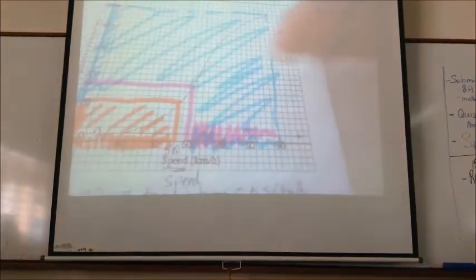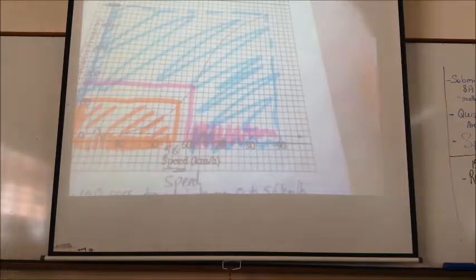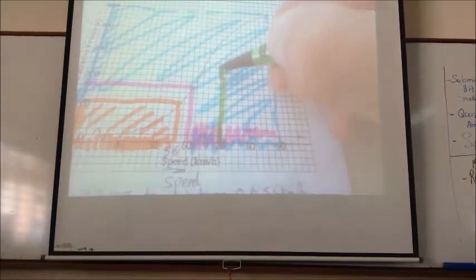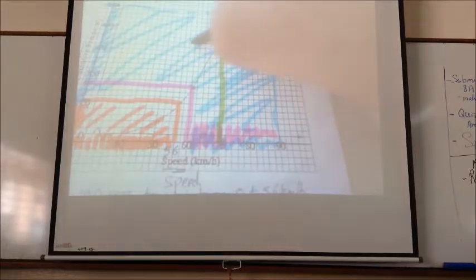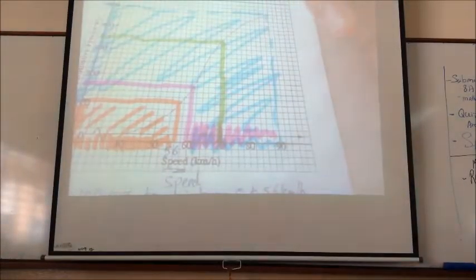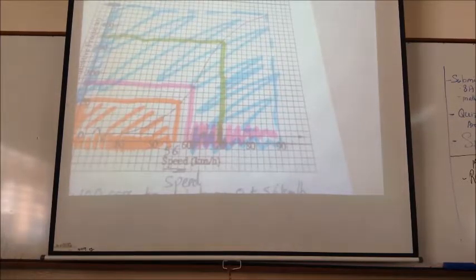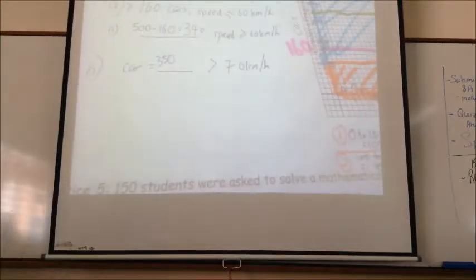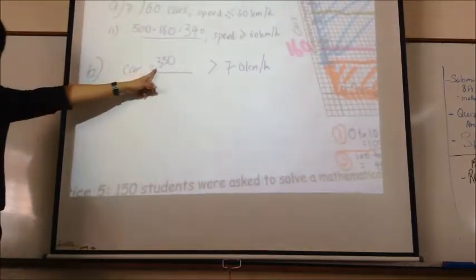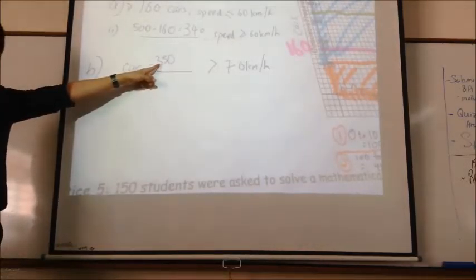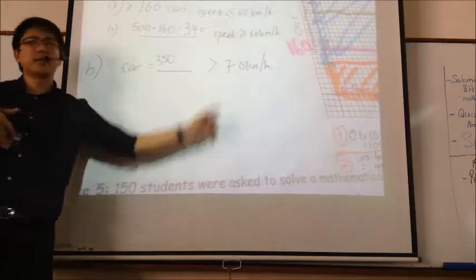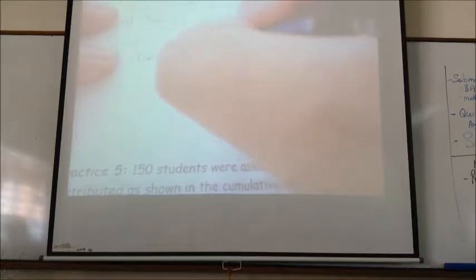You go back to the graph, you look at 70. 70 is here. I go up, and then what's the number here? 350, right? Because it's half of the square. If I write this, is it right? Wrong. Why? Because this one means the speed is less than 70. So this is less than or equal to 70.